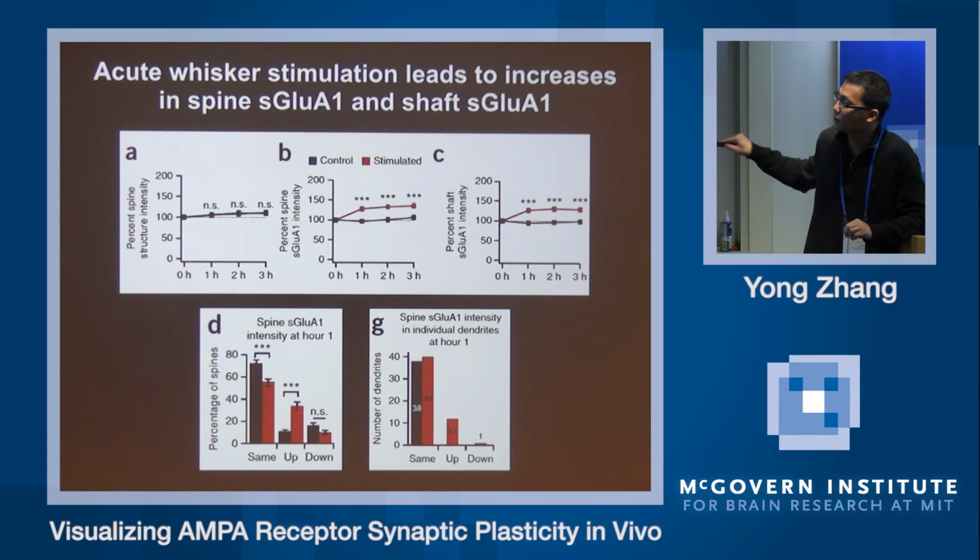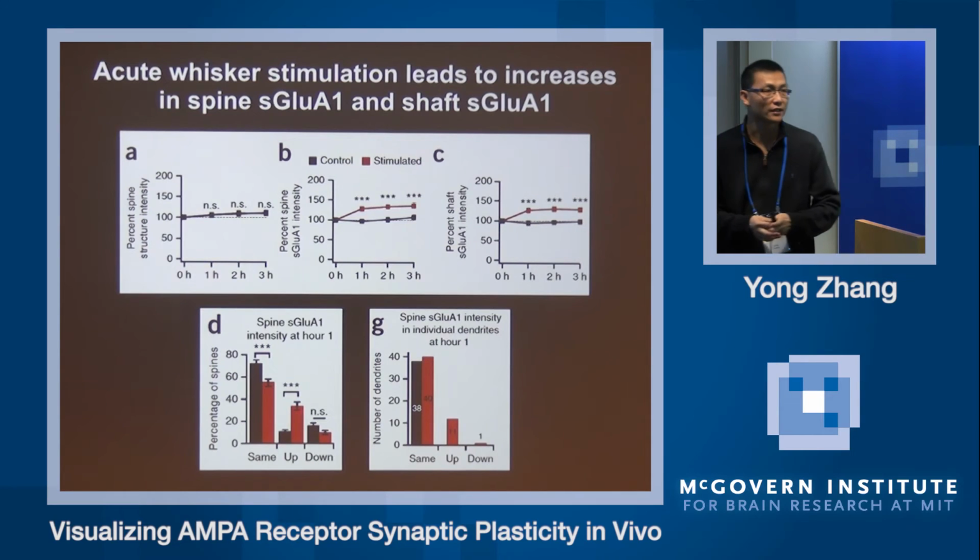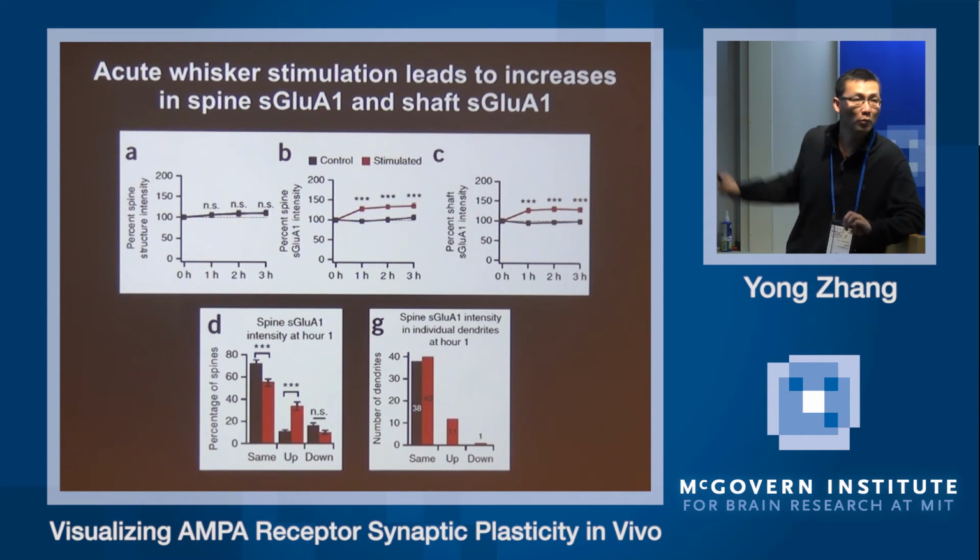So this tells us those changes in the spine surface AMPA receptors are not uniform across the barrel field. It's not uniform even across the dendritic segment. So there is only a subpopulation of spines and a subpopulation of dendritic shaft that respond to the whisker stimulation.